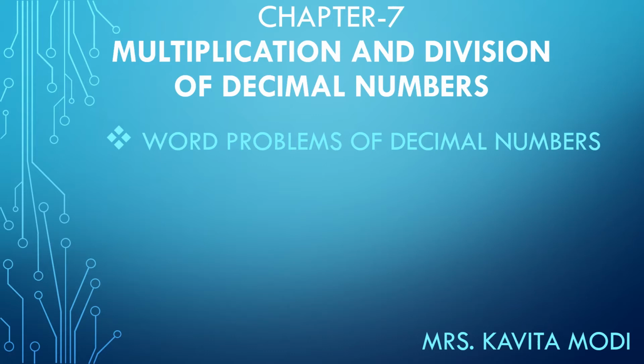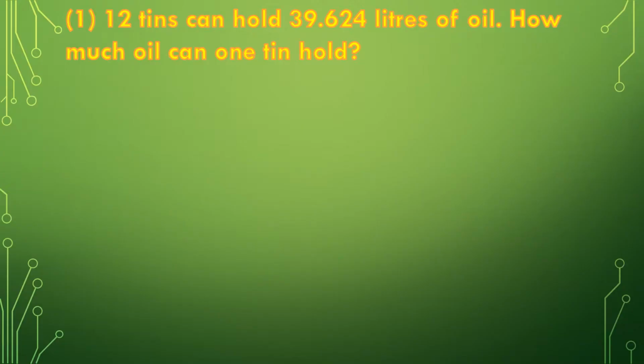In this chapter our topic is word problems. Let us solve some word problems. Question number 1. 12 tins can hold 39.624 liters of oil. How much oil can one tin hold?